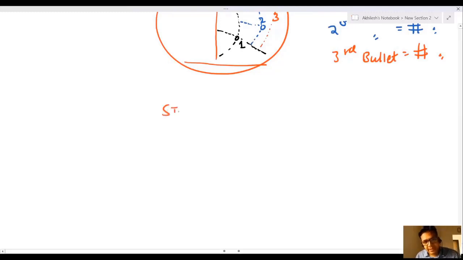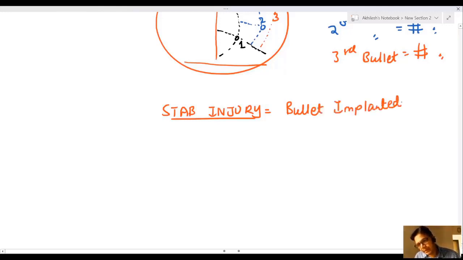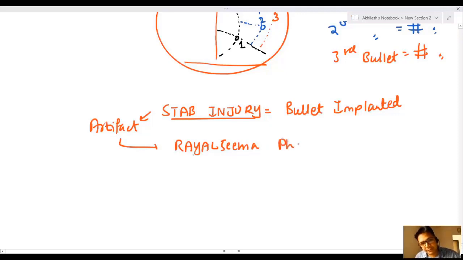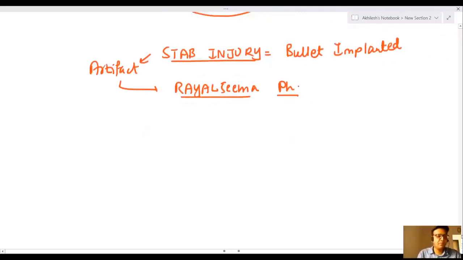Doctor Saab, in a stab injury, if a bullet is implanted in a stab injury, डॉक्टर साहब कई बार क्या होता है आपने मारा तो चाकू से, you stabbed by a knife, but you just put a bullet. This is an artifact. And sir, this is known as Rayalaseema effect. A very important MCQ. I am expecting this MCQ, that is Rayalaseema phenomena. In a stab injury, you are putting a bullet. This is known as Rayalaseema effect.